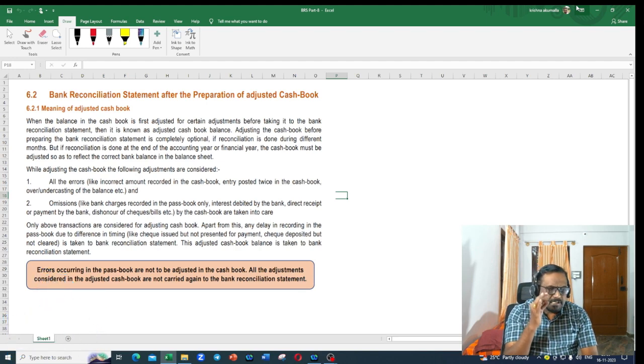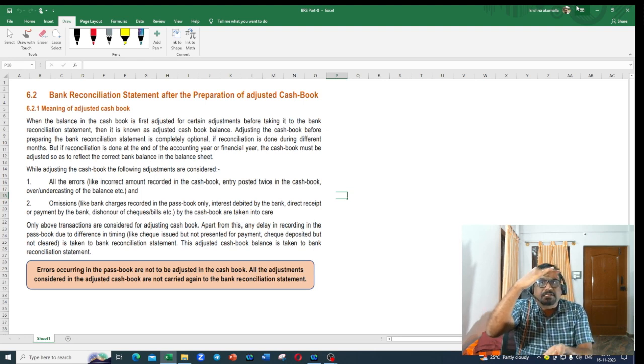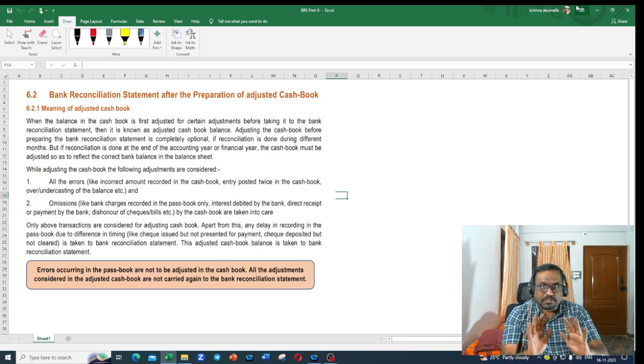This is the biggest concern today. People think that once I prepare the bank reconciliation statement, my job is over. No, not at all. Once you prepare the bank reconciliation statement, it is your responsibility to make sure that all the errors identified and shown in the statement have been rectified. Are you getting my point? This is what you are supposed to do as an accountant.